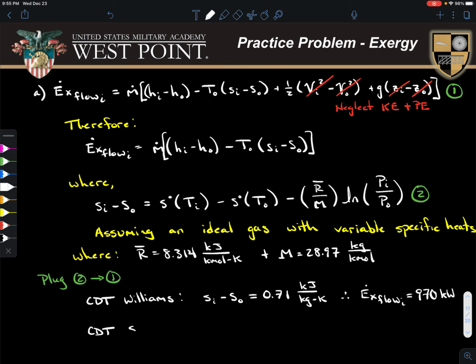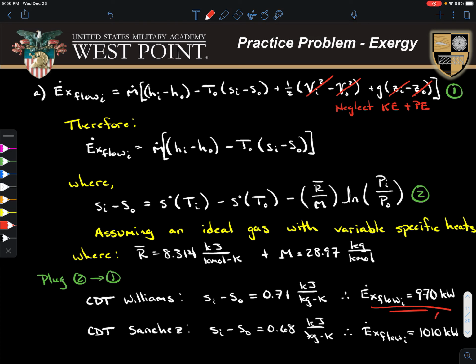And then we have Cadet Sanchez. Again, you need to confirm these numbers. Make sure you do them yourself. Kilojoules per kilogram Kelvin. So therefore, we have an exergy flow rate of 1010 kilowatts. And then what would any proper CME engineer do? Double underline answer. Clearly identify what your answer is.